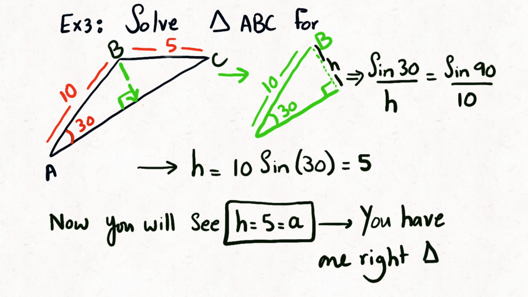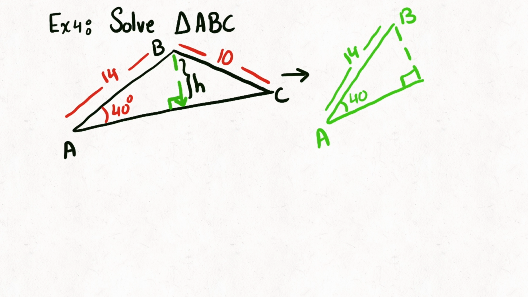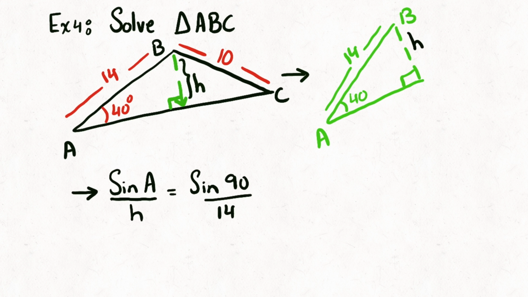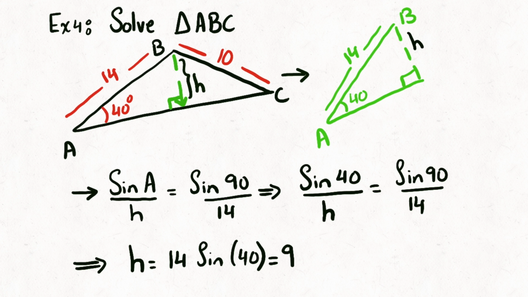We'll move to the last example of the case SSA, and we do the same process. We drop a vertical line on the side AC to find the altitude, or the height, of this triangle. We take this part of the triangle, apply the sine rule as shown in front of you to find H, and we will discover by calculating that H is around 9. Thus it is less than the side length BC, 10, and less than the side length AB, 14. We keep this in mind.